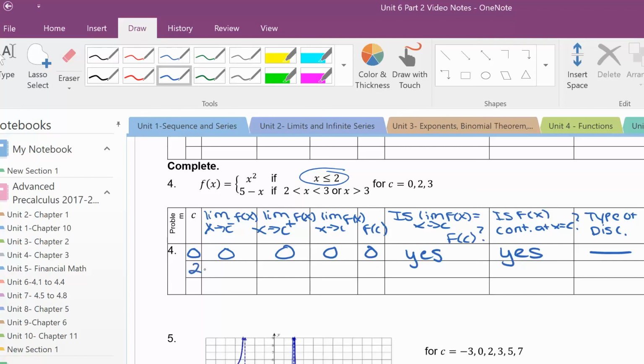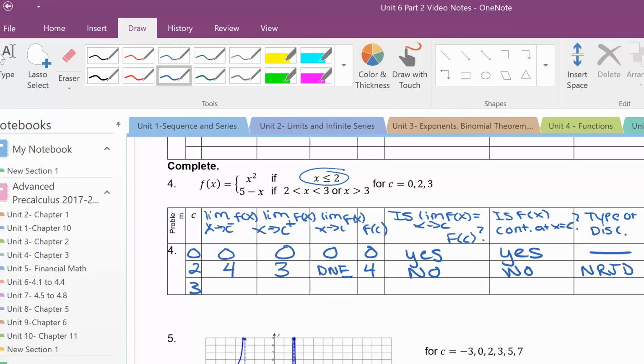For 2, now 2 has different rules from the left and the right. When it's less than or equal to 2, that's the left, it is 2 squared, which is 4. When it's greater than 2, it is going to be 5 minus 2, which is 3. The limit as it approaches 2 does not exist because the limits from the left and right are not the same. The value of f of c is 4. It is not the same. It is not continuous. And because the limit doesn't exist, since the left and right hand limits are not the same, this is a non-removable jump discontinuity.